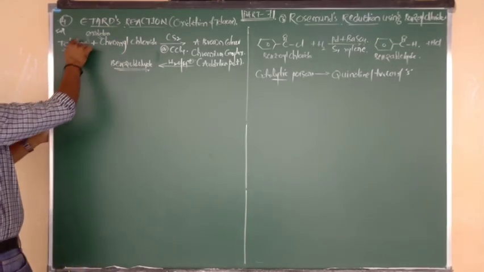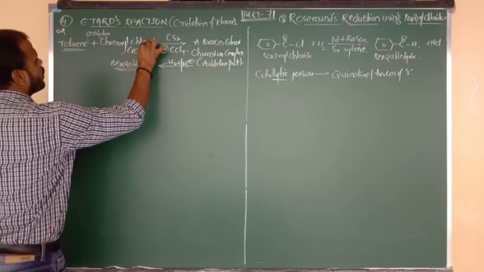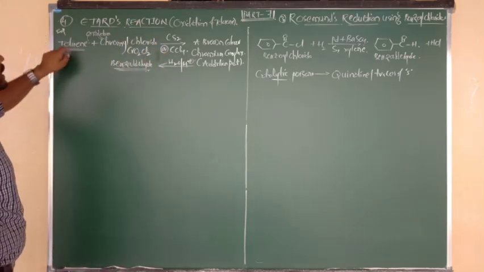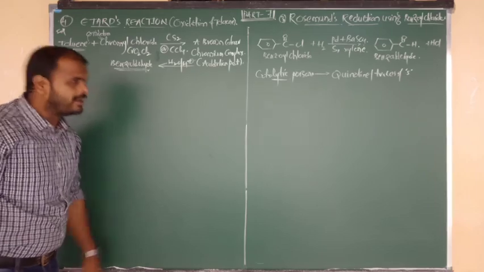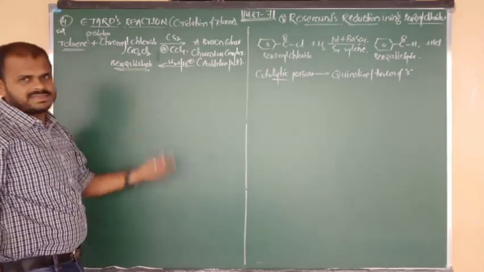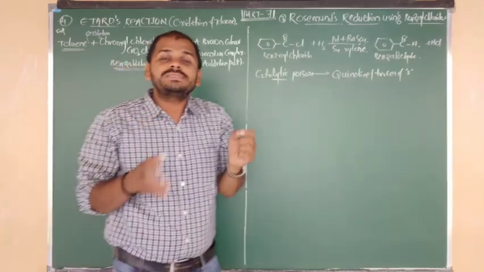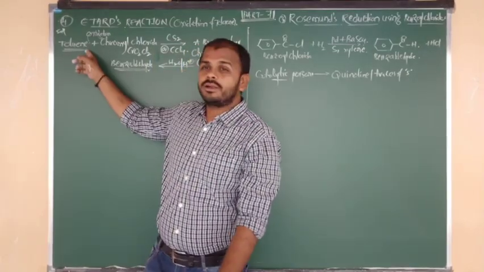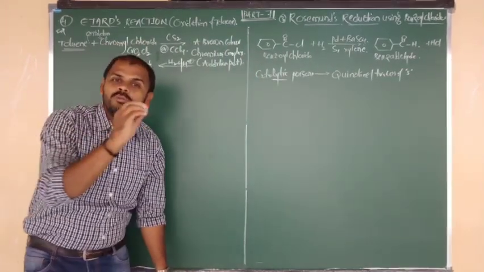Statement: toluene on oxidation with chromyl chloride. What is the formula of chromyl chloride? CrO2Cl2. Toluene on oxidation with chromyl chloride in presence of CS2 or CCl4 gives a brown color chromium complex, which on hydrolysis gives benzaldehyde. Like that we can write our own statement. So try to focus on three things: starting, middle, last. Starting toluene, last benzaldehyde, fixed. But focus on the intermediate compound, the brown color chromium complex.